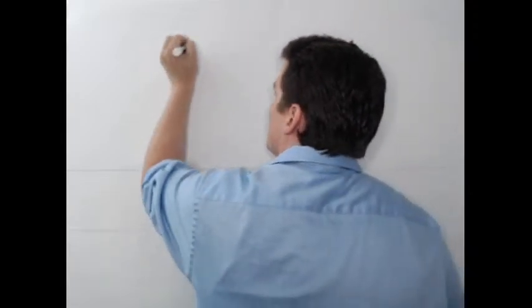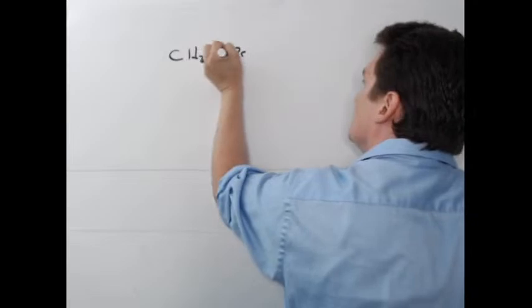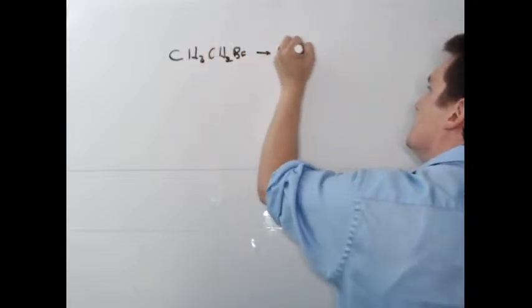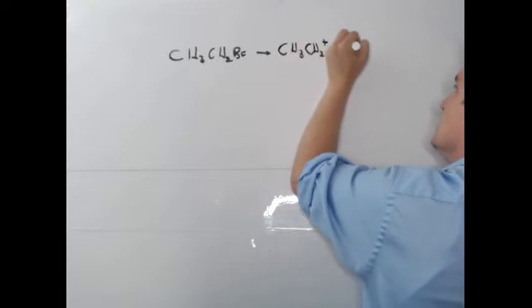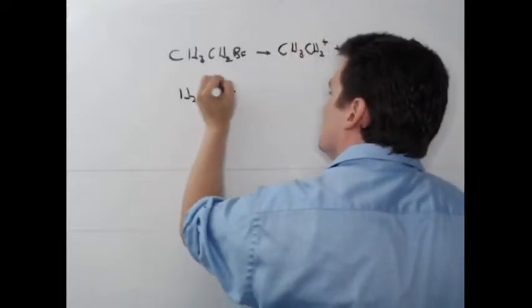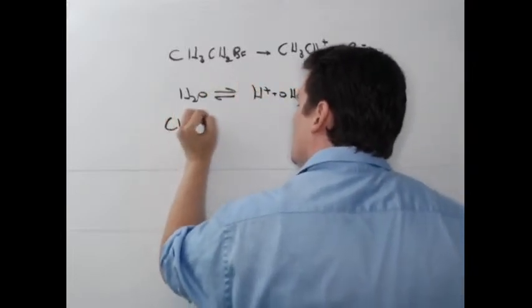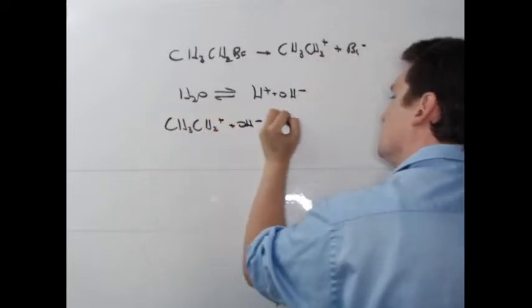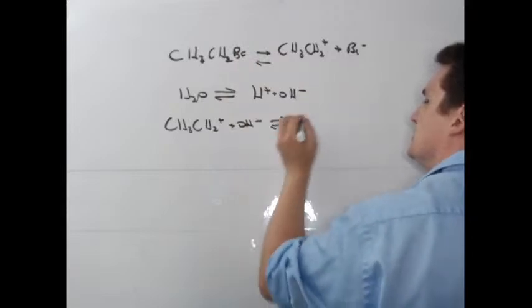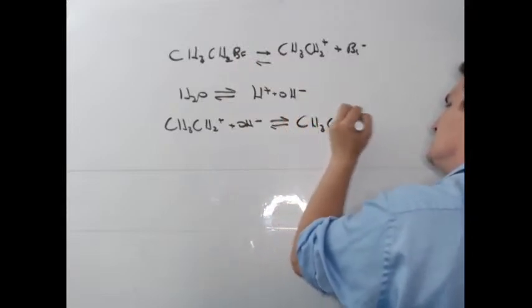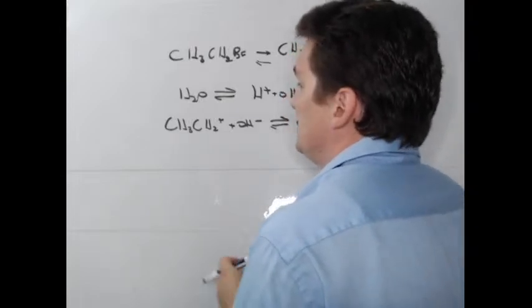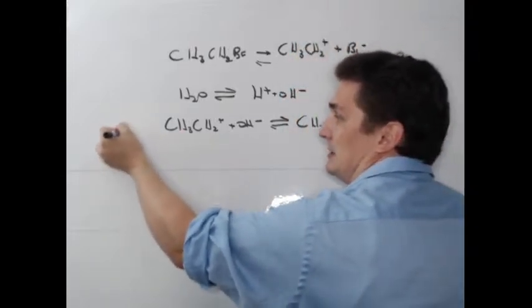So, yes and no. The short answer is yes. A rate law can have intermediates, but we practically don't want them in there. So you had the discussion board question: CH3CH2Br goes to CH3CH2+ plus Br−, H2O goes back and forth to H+ and OH−, and then CH3CH2+ plus OH− goes to the alcohol. I'm going to write reversibility errors here for a reason.